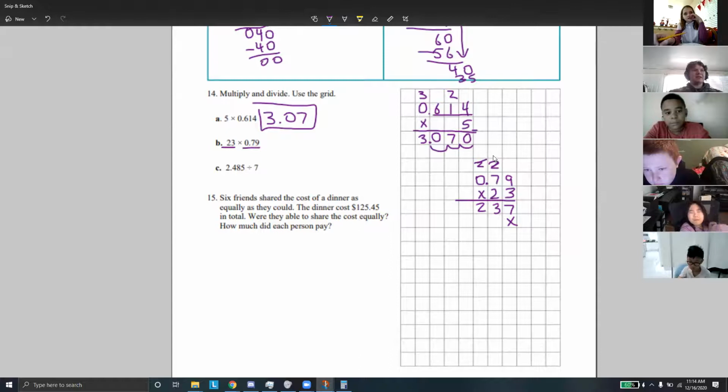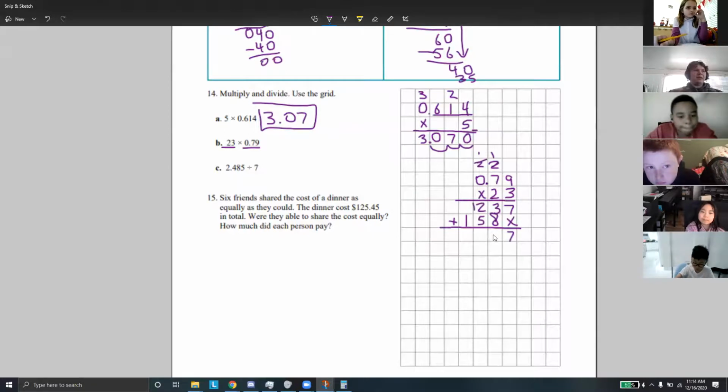2 times 9 is 18. 2 times 7, 7, 14 plus 1, 15. 2 times 0 plus 1 is 1. Add 7, 11. 1 plus 2 is 3, plus 5 is 8, and then we have a 1.